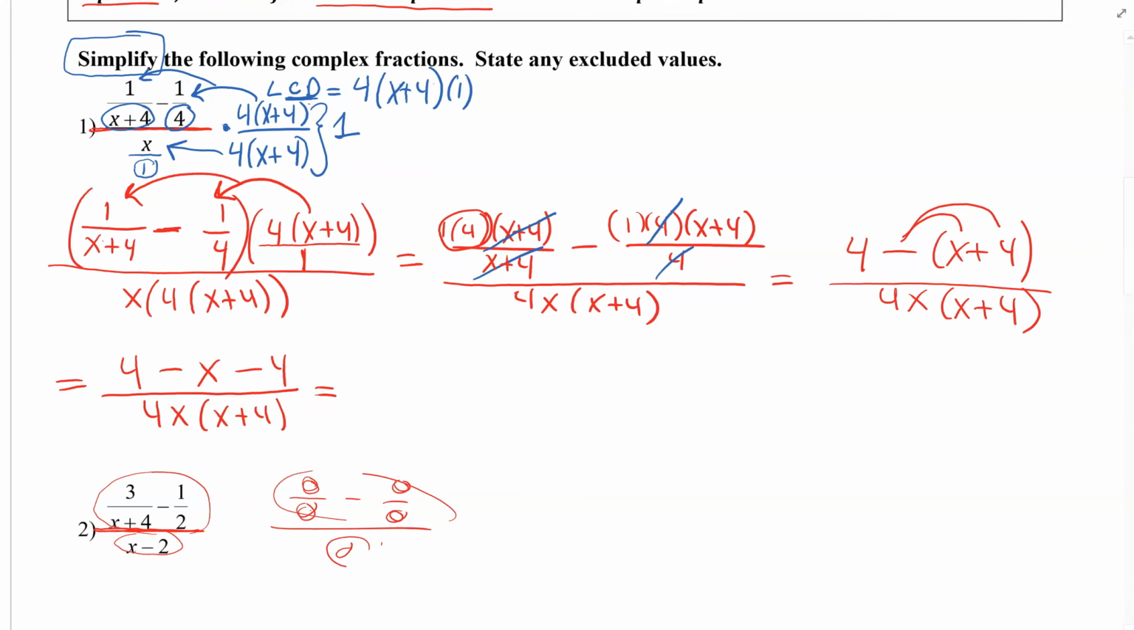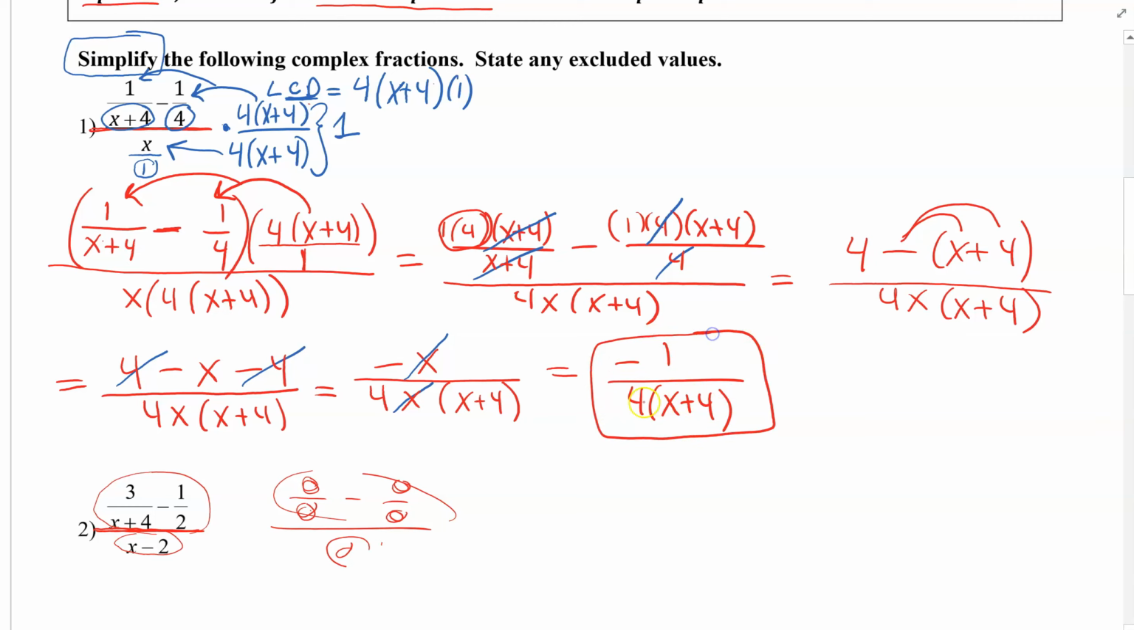And then right here, you may notice, well, 4 minus 4 is 0, right? 4 minus 4 is 0. So those go away completely. And then I'm just left with negative x all over 4 times x plus 4. And then you may notice again, I now have a common factor of x divided by x. So that can divide to equal 1, right? So it just leaves a 1 in its place. And so this is my final answer. Negative 1 in the numerator divided by 4 times x plus 4 in the denominator. If you want, you can distribute that out, but you don't have to.